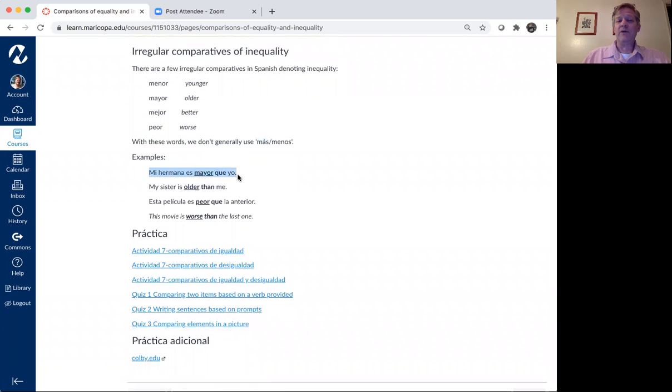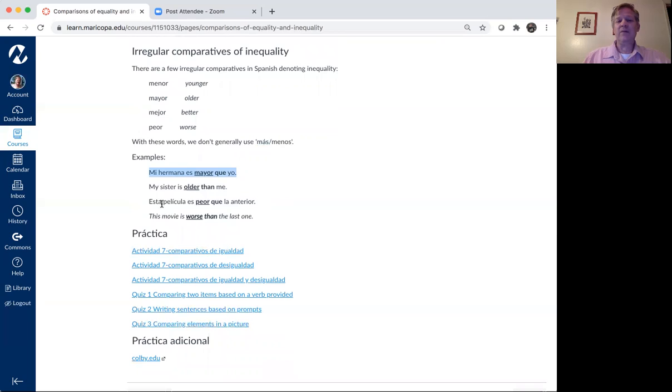Mi hermana es mayor que yo. Remember that replaces más viejo que, más viejo que yo, más vieja because it's hermana. Mi hermana es más vieja que yo. Mi hermana es mayor que yo.